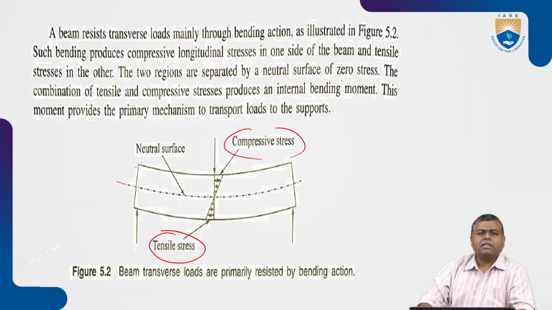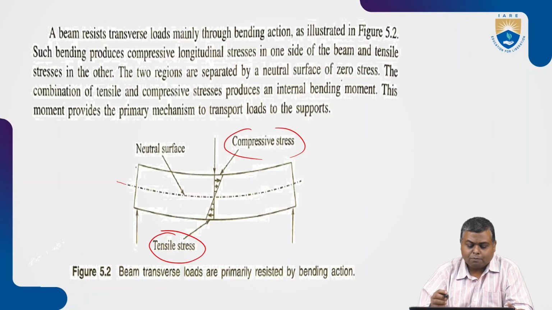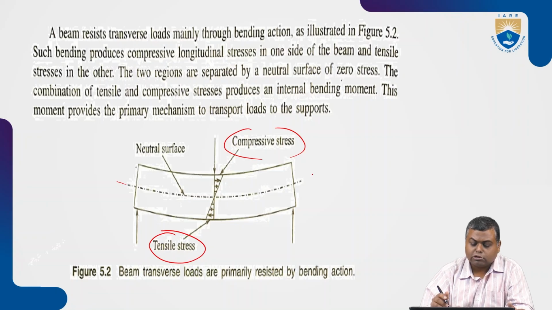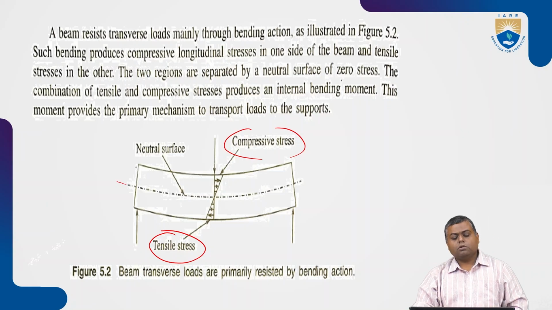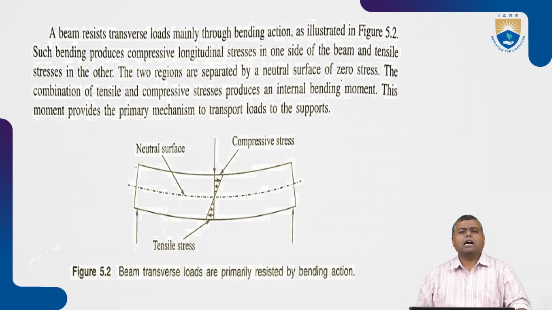The combination of tensile and compressive stresses produces an internal bending moment. Whenever a load is acting on a beam, it will generally produce compressive as well as tensile forces. Such forces will be internal. This moment provides the primary mechanism for resisting the transverse loads of a supporting bar. Generally, these beams will have more resistance when the load is applied.